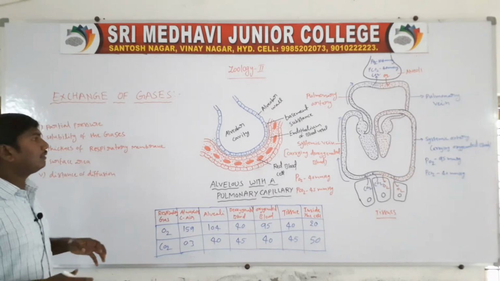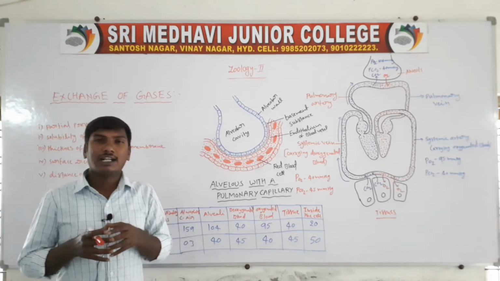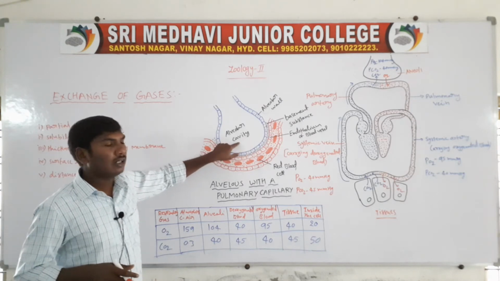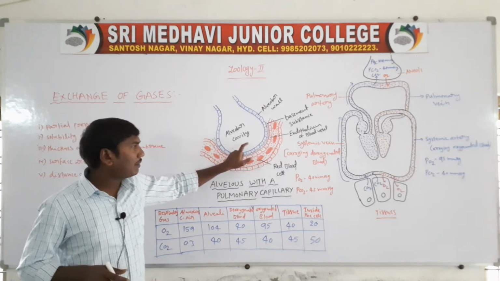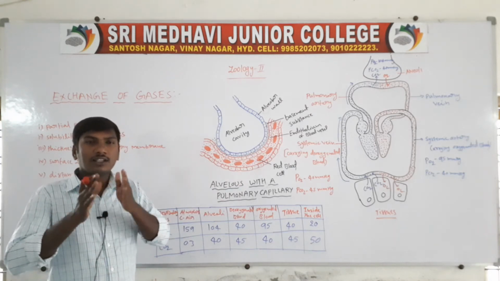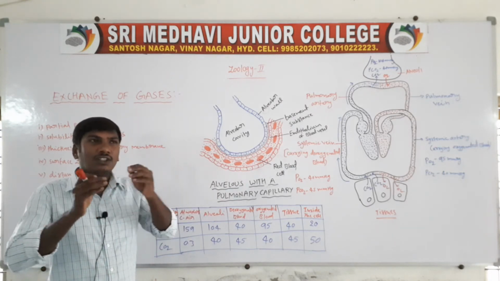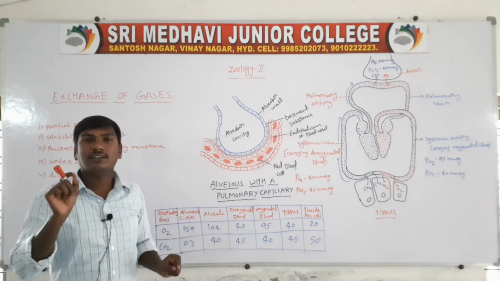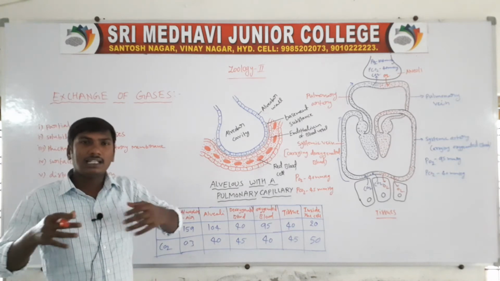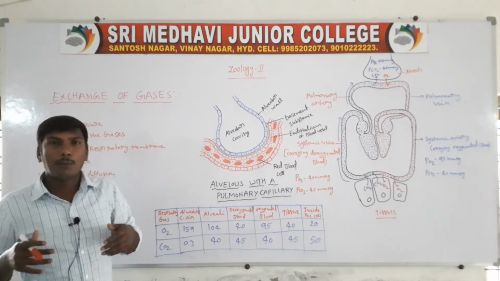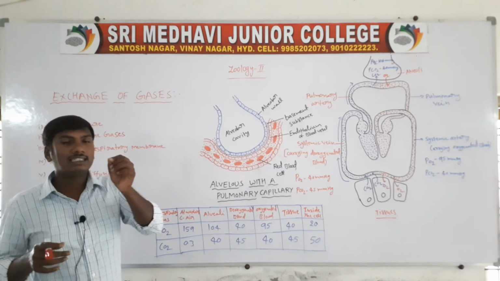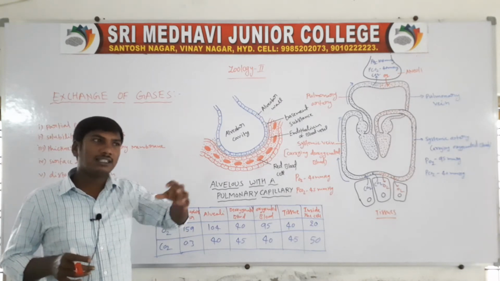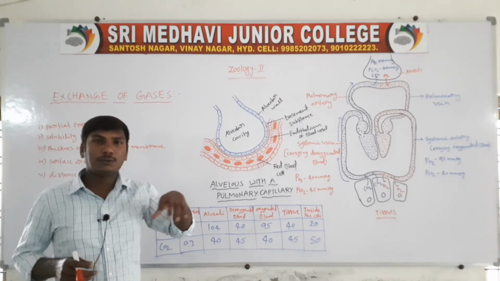Next one is the thickness of the respiratory membranes. The respiratory membrane means the alveolar membrane and the blood vessel membrane, and these depend on thickness. If the membrane is thick, a small amount of gas diffuses. If the membranes are thin, a larger amount of gas is absorbed or diffused. With very thin membranes, gases are transported and diffuse easily.